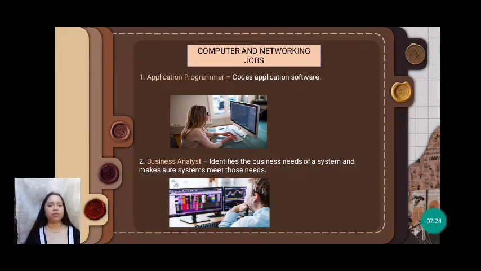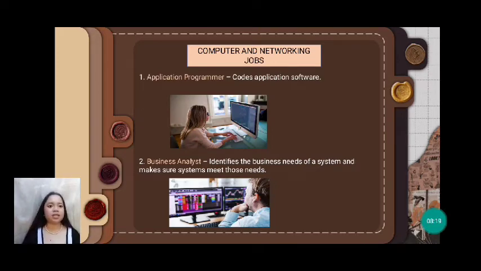The application programmer is the one who codes application software. They also assist in the development, testing, analysis, and maintenance of new or existing software applications in support of the achievement of business requirements. For example, writing, testing, and analyzing software programs and applications. So that's the work of a programmer. They are more on coding, just like what we are doing in our Computer Programming 1 subject. We are doing codes.